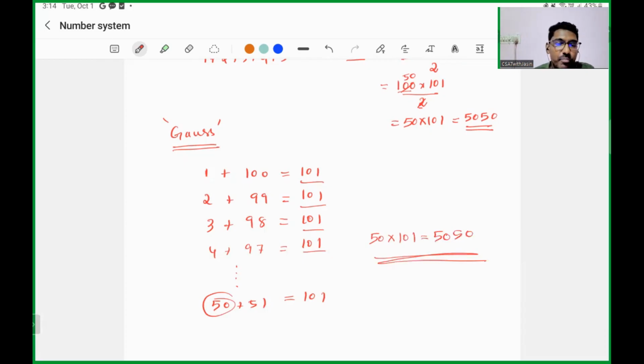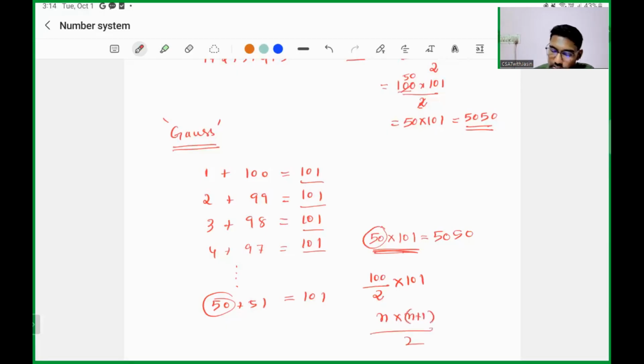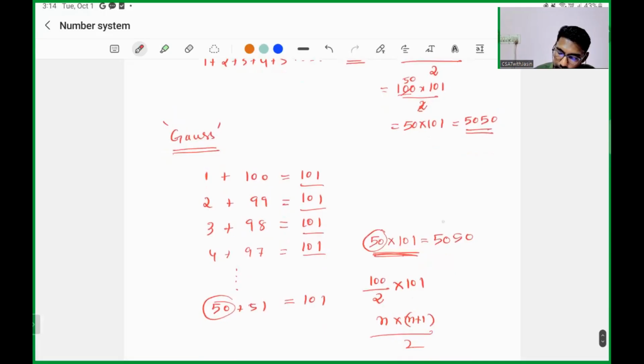Actually, this is the same formula. Because here we are getting 50 into 101, right? 50 means 100 by 2. So this is 100 by 2 into 101. So that is actually n into n plus 1 by 2. So this formula is derived from this story of Gauss. Okay, I don't know whether it's correct or not. This is a story, so it's everywhere if you check on the internet.